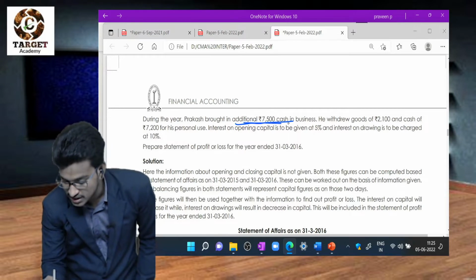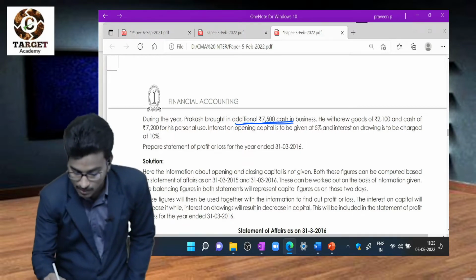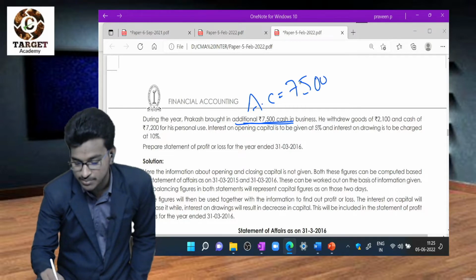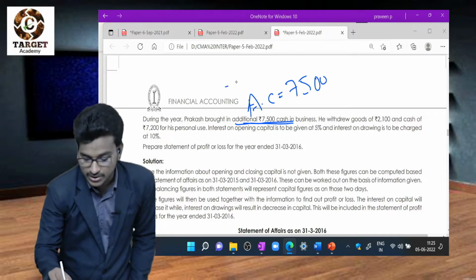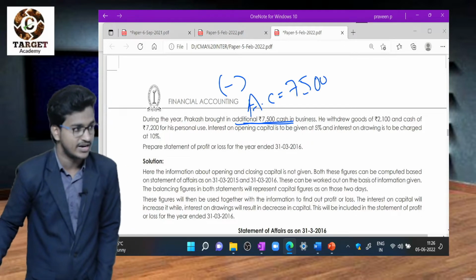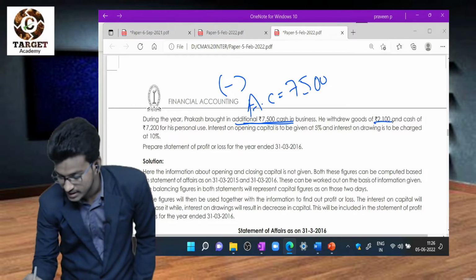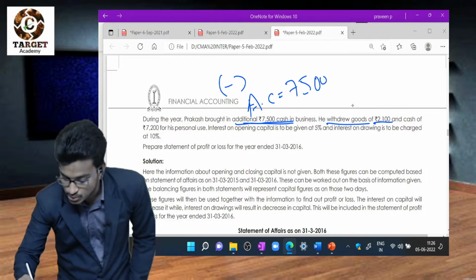During the year, Prakash brought additional capital. Underline the words additional capital. What is additional capital? How much? 7,500. What is the treatment in the statement of affairs method in pro forma? We have to reduce additional capital, right? Next one, he withdrew goods of 2,100. Withdrew goods means this is drawings.